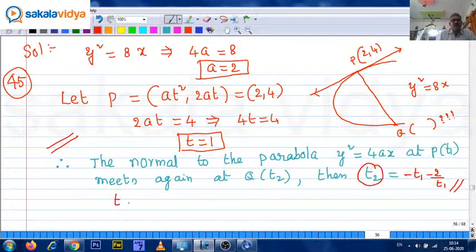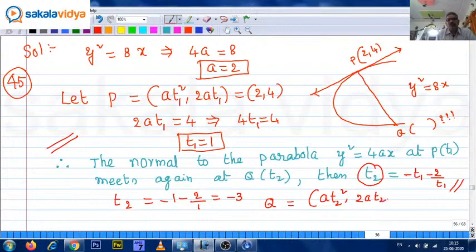See, t2 equals minus t1 minus 2 upon t1. So t1 is equal to 1, you get minus 1 minus 2 upon 1. This will be minus 3. T2 is minus 3. Understood now? Now easily we can find out the Q coordinates. The Q coordinates are given by t2, means very simple, they are (a t2 square, 2a t2).